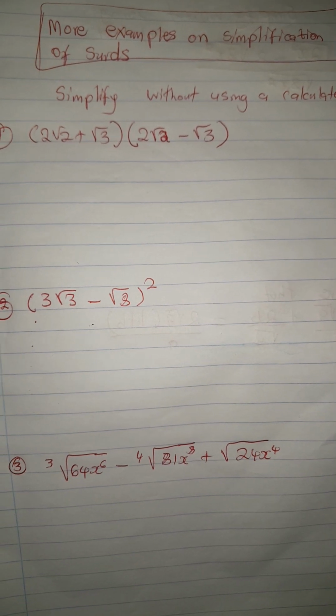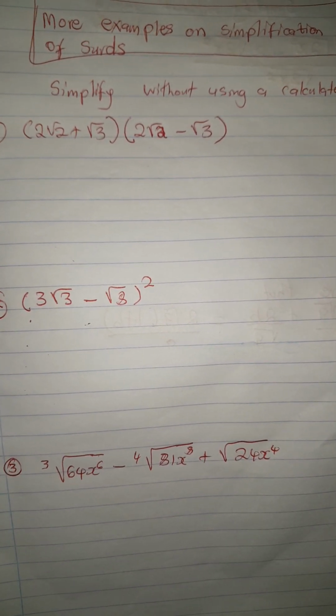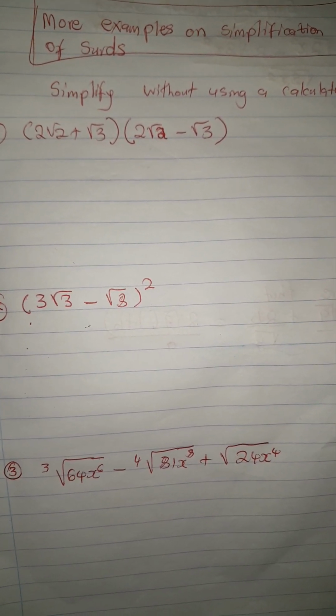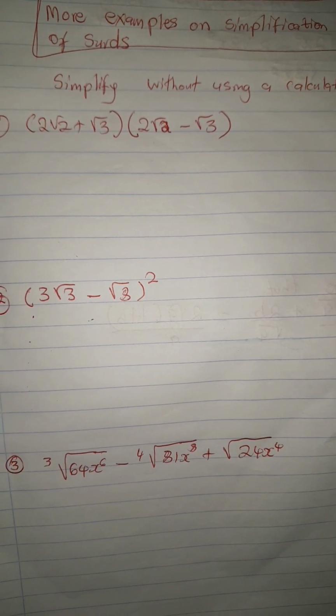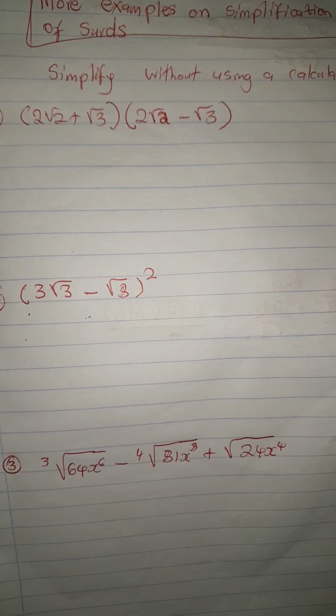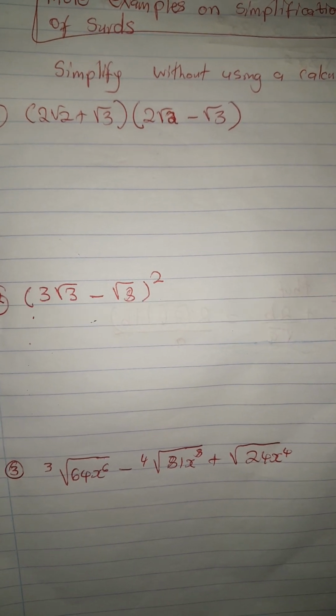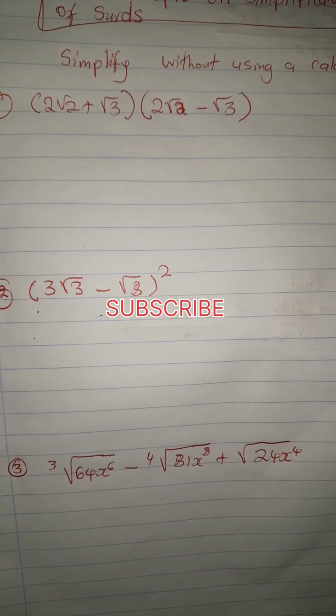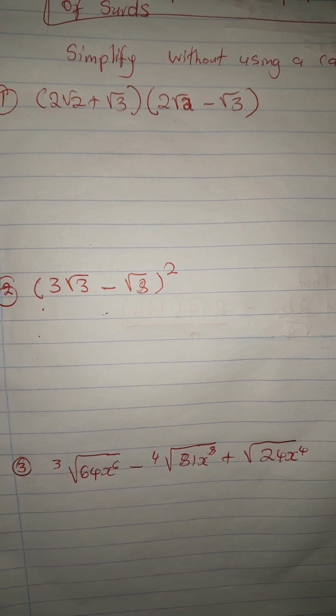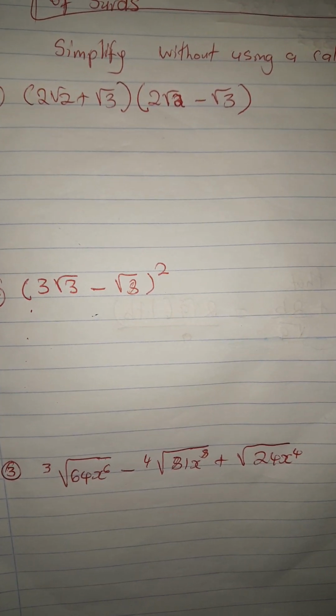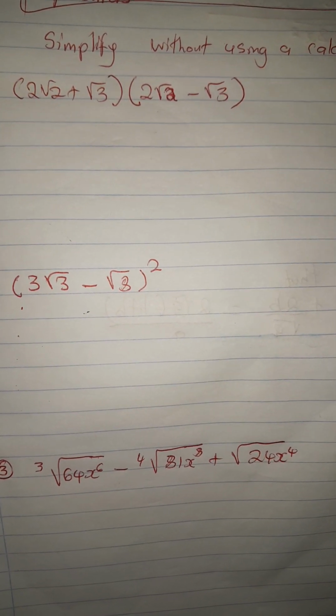So in this video, we are going to work with more examples on simplification of sets. Actually, this is part 2 of our video, right? Just as promised that we will have part 2 of sets. The first question is (2√2 + √3)(2√2 − √3).